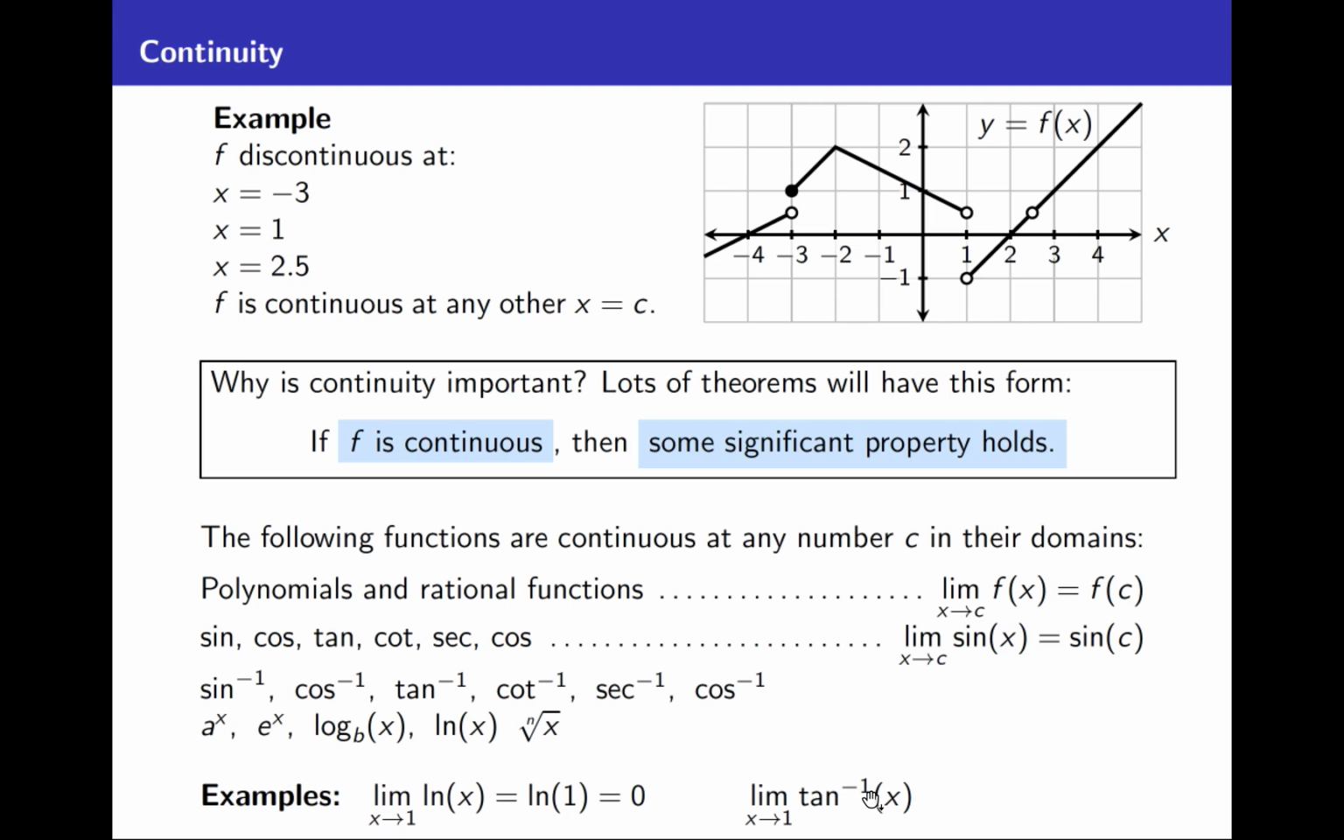Tangent inverse of x is a continuous function, so the limit as x approaches 1 of tangent inverse of x is just tangent inverse of 1. You just plug in the 1. And tangent inverse of 1 is pi over 4.